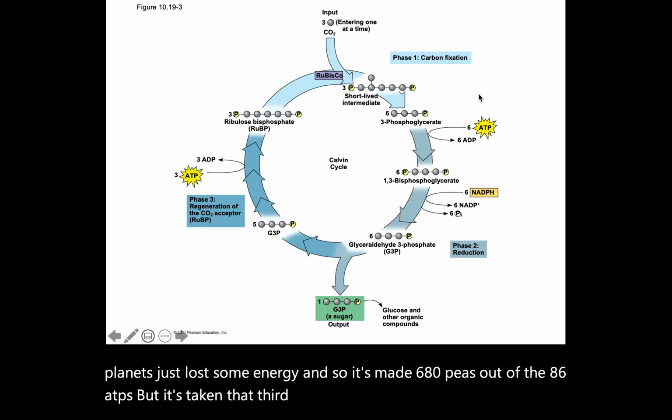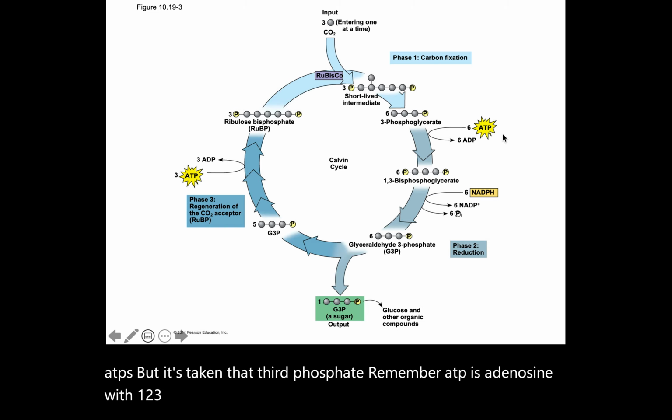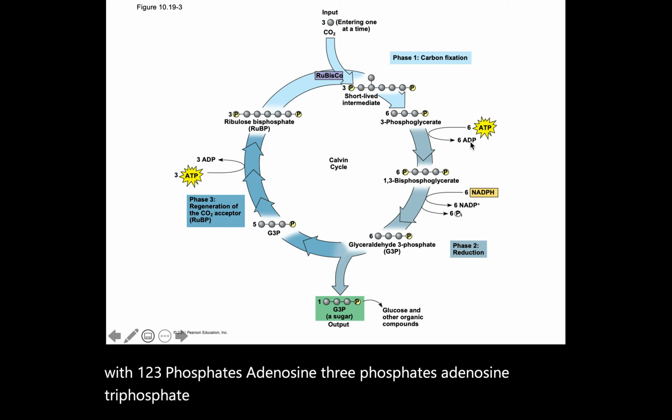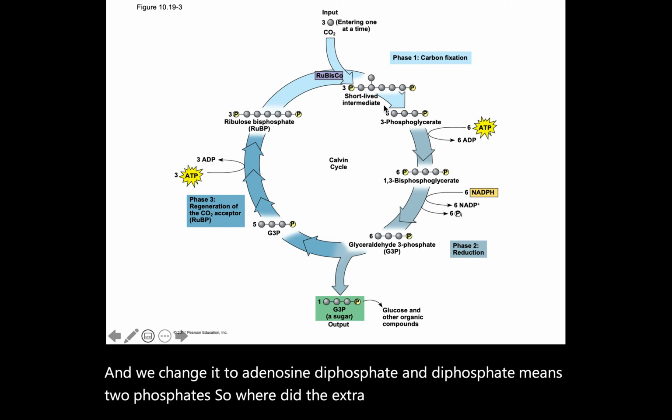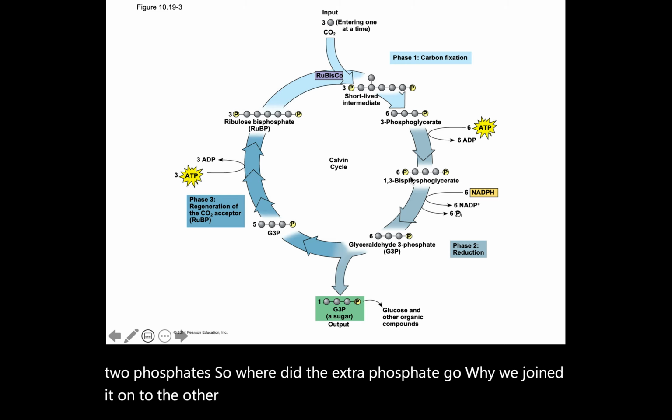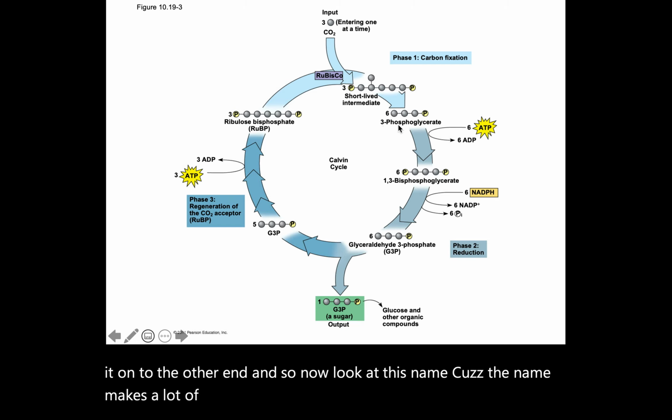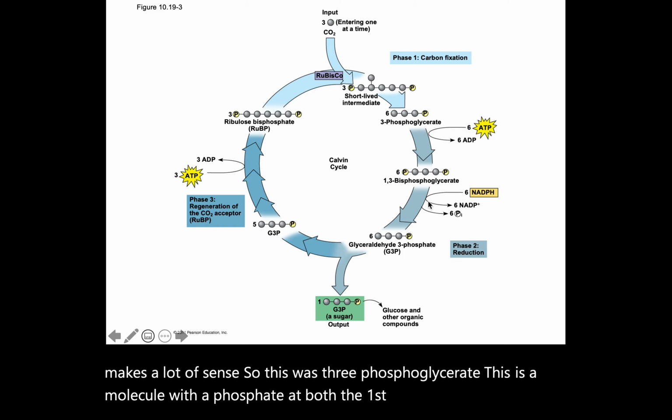Remember, ATP is adenosine with 1, 2, 3 phosphates. Adenosine 3 phosphates, adenosine triphosphate. And we've changed it to adenosine diphosphate, and diphosphate means 2 phosphates. So where did the extra phosphate go? Why, we joined it on to the other end. And so now look at this name, because the name makes a lot of sense. So this was 3-phosphoglycerate. This is a molecule with a phosphate at both the first carbon and the third carbon.